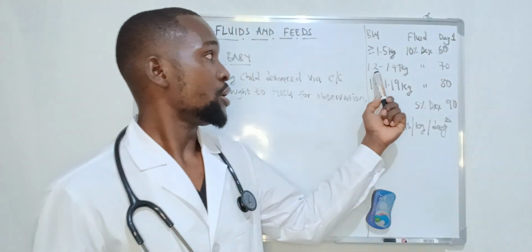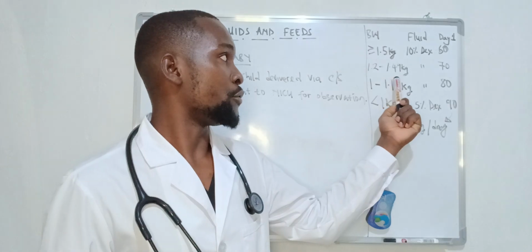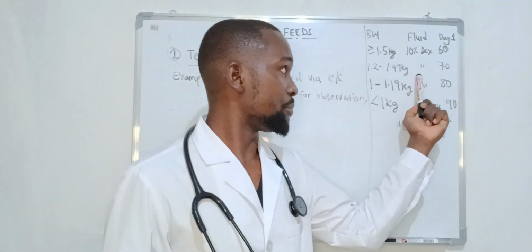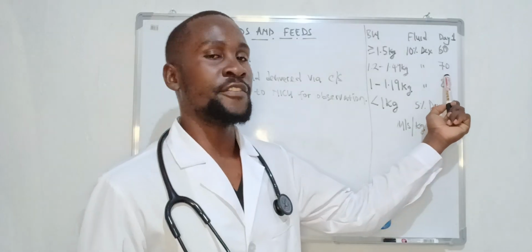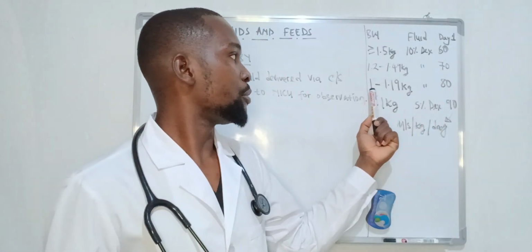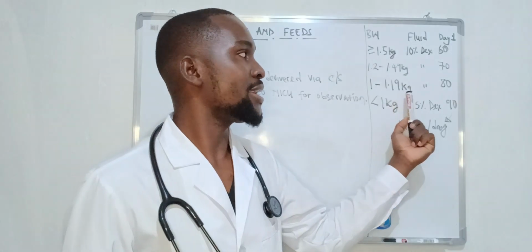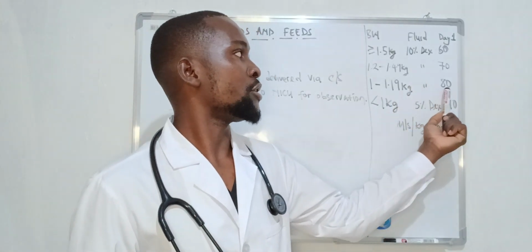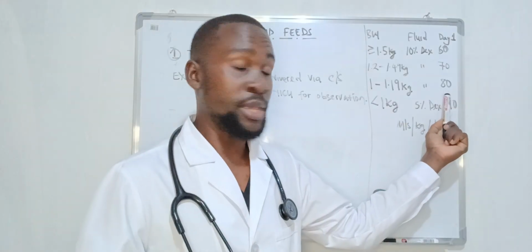For a child who's born weighing 1.2 to 1.49 kgs, your fluid of choice is 10% dextrose, and you give 70 ml per kg per day. A child who's between 1 to 1.19 kgs, your fluid of choice is 10% dextrose, and you give at 80 ml per kg per day.